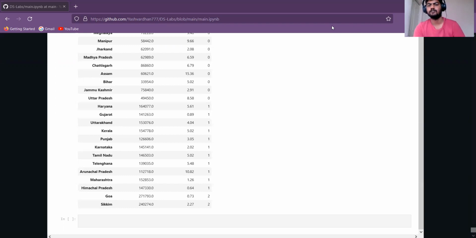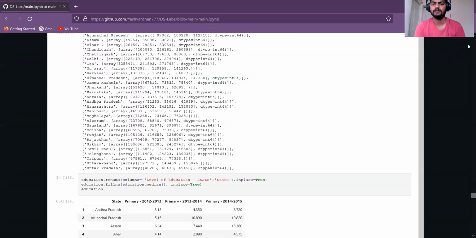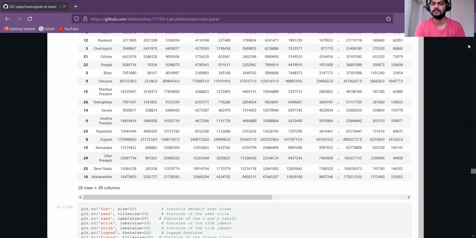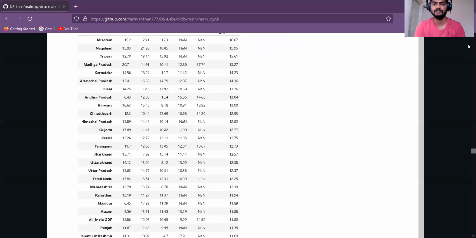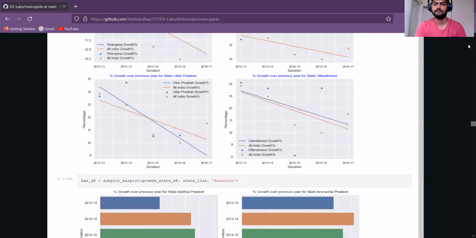So this is all from our side related to the problem statement, how the various factors such as the primary sector, secondary sector, and the tertiary sector contribute to or affect our GDP. Thank you.